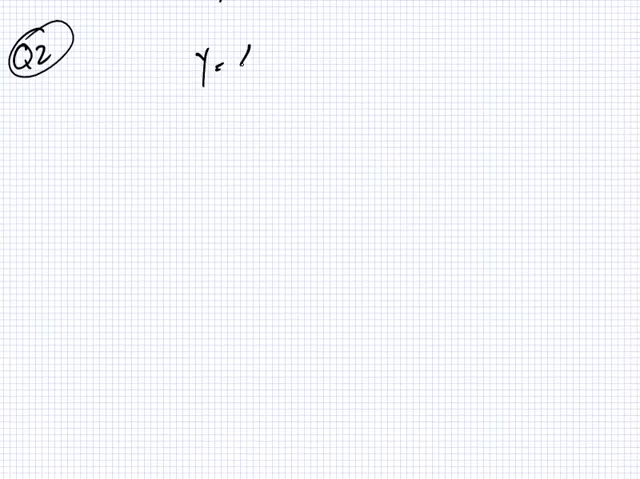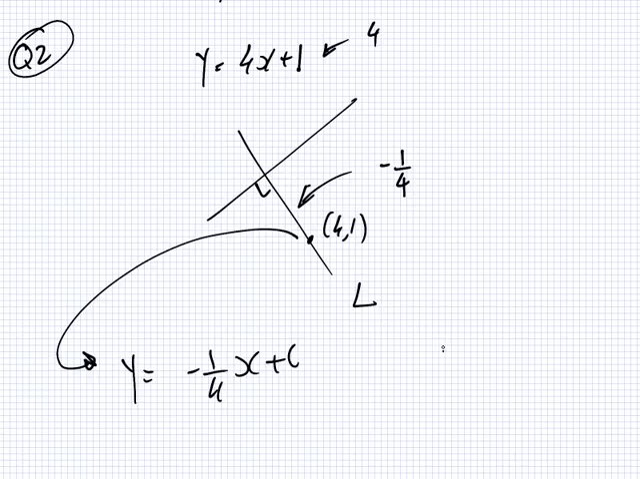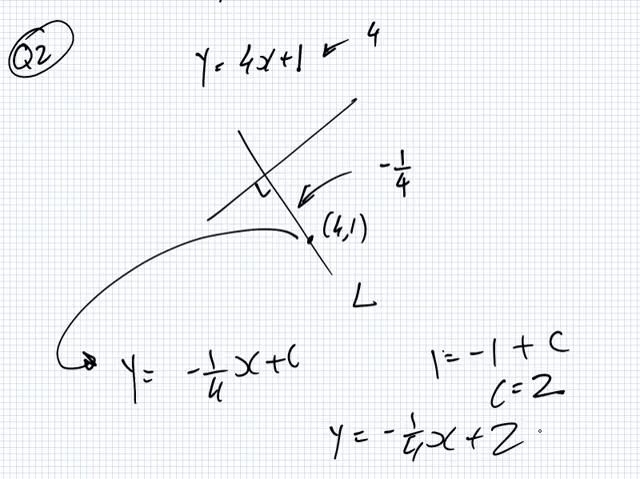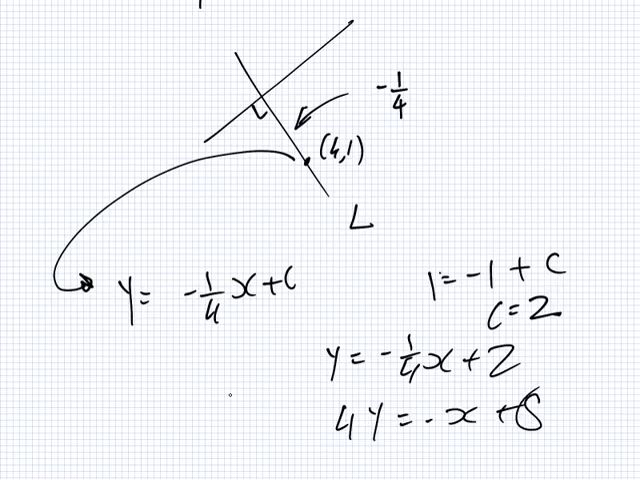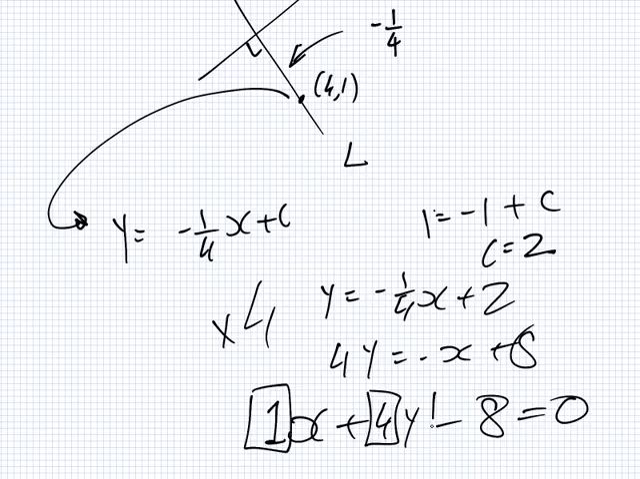The line y equals 4x plus 1. This is a line, and the line we have is perpendicular to it and also passes through the point 4, 1. And we want this line. So here, if the slope is 4 here, then for this line it's minus 1 over 4. So we have y equals mx plus c. I put my c in. I get 1 equals minus 1 plus c. Correct? C equals 2. So my answer is y equals minus a quarter x plus 2. That's 4y equals minus x plus 8 if I multiply by 4. So I get x plus 4y minus 8 equals 0 as the answer. So the answer is 1, 4, minus 8.